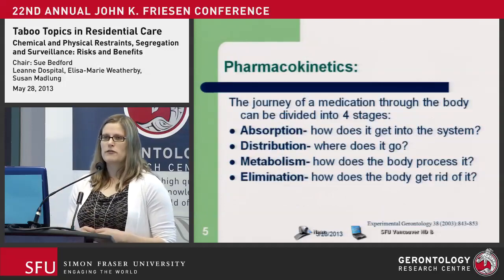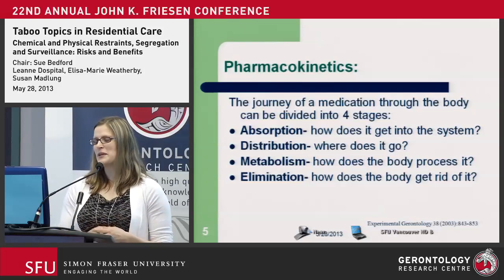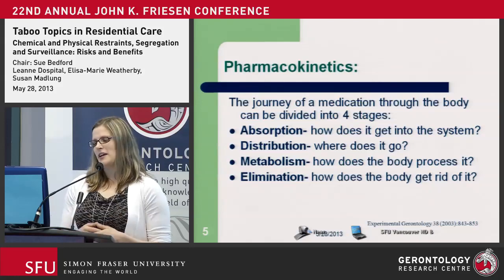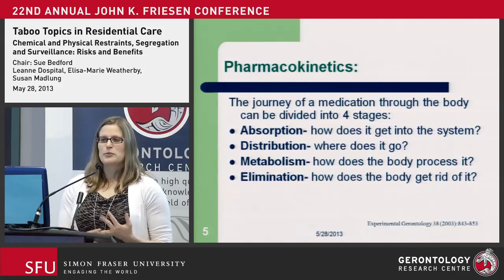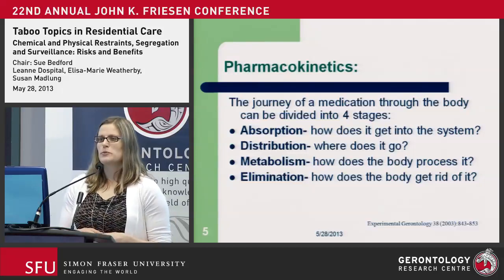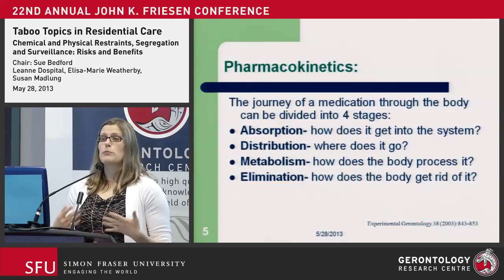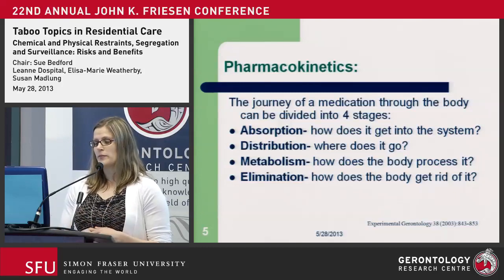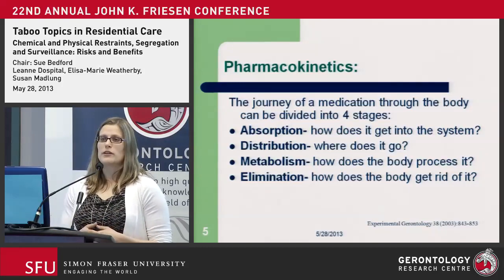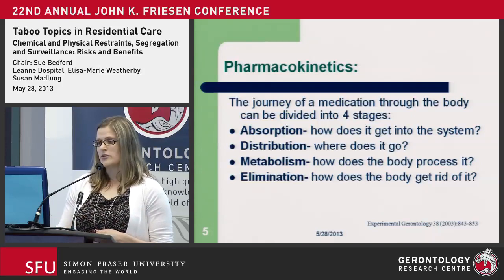So here's a definition of pharmacokinetics. Most of you may have forgotten what it means, but it's basically how the body is processing medication. It's divided into 4 categories: absorption, distribution, metabolism, and elimination. Absorption is how the drug gets into the body. Distribution is where it goes after it's absorbed. Metabolism is how the body processes or breaks down the drug. And elimination is how the body gets rid of it. Often you hear about renal excretion of drugs, and that's a main way the body gets rid of medications.